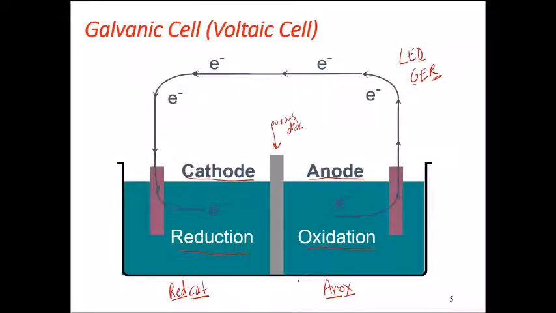So answering our questions as we're looking here, what occurs at the anode of the galvanic cell? Well, that's going to be the oxidation reaction. What occurs at the cathode? That's going to be the reduction. Electrons will spontaneously flow from the anode to the cathode.